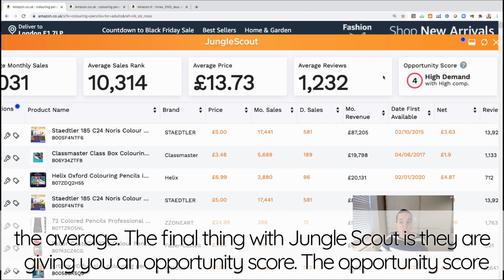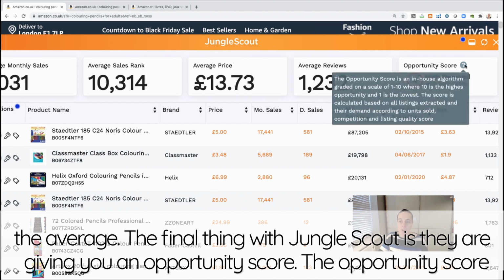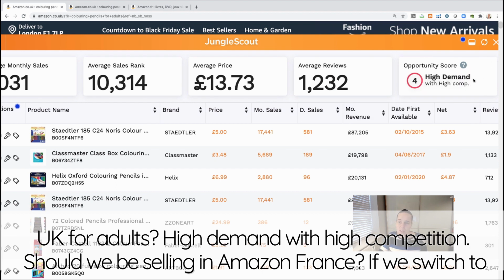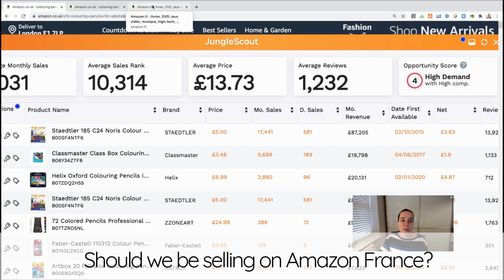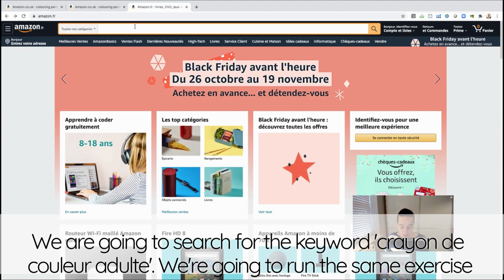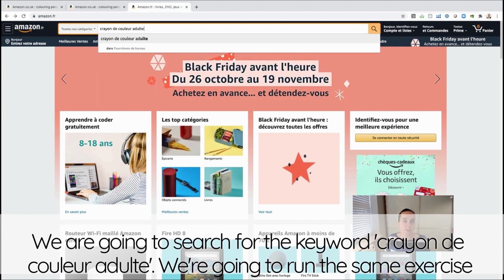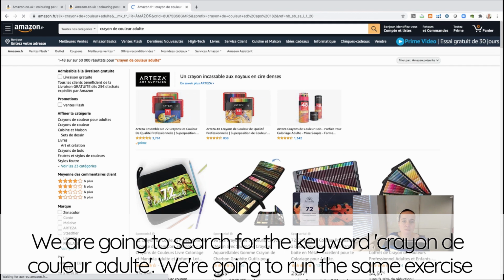The final thing with Jungle Scout is they are giving you an opportunity score. The opportunity score is their own algorithm. Is this a good place for you to be selling? The opportunity score for colouring pencils in the UK for adults: high demand with high competition. Now, if we switch to Amazon France, should we be selling in Amazon France? We're going to look for the keyword crayon de couleur and adulte. We're going to run the same exercise.